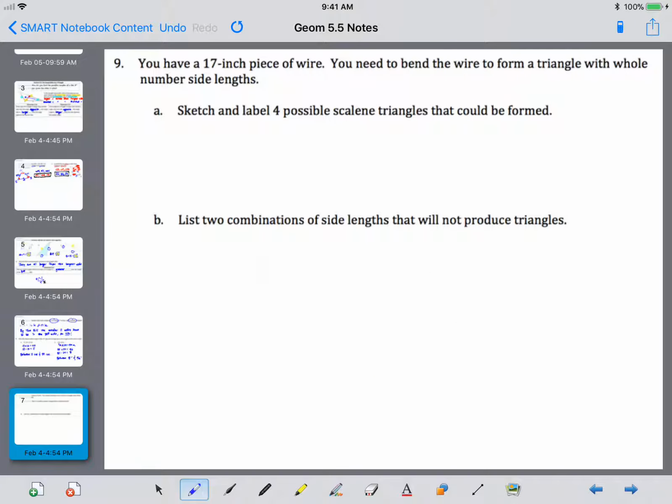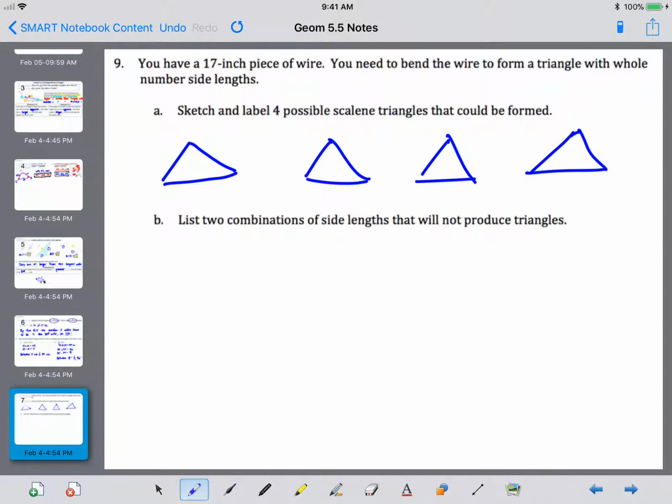All right. In our last example, suppose that you were given a 17-inch piece of wire. You need to bend the wire to form a triangle with whole number side lengths. In part A, we're going to sketch 4 possible triangles. So I'm just going to make a rough sketch of 4 triangles, then we're going to put some numbers that will work. Okay, so let's just pick 2 and 7. That means my third side has to be less than 9, because those two add up to 9. So 2 plus 7 is 9, and then this would have to be 8 to make 17 inches.